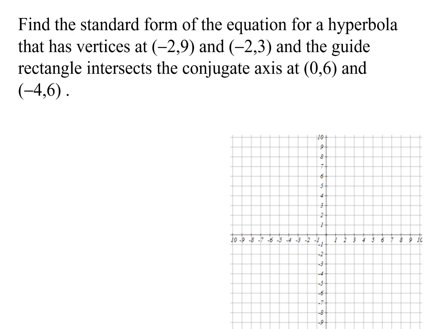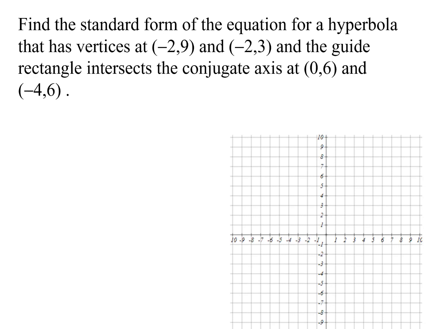We want to find the standard form of the equation for a hyperbola that has vertices at (-2, 9) and (-2, 3), and the guide rectangle intersects the conjugate axis at (0, 6) and (-4, 6). So let's go ahead and plot these points so we can see what's going on with this hyperbola.